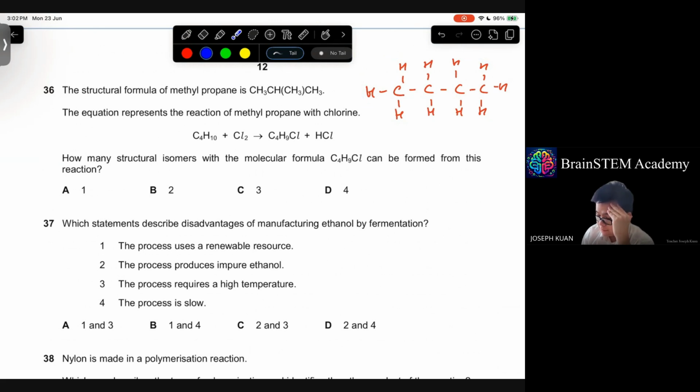Now, during this reaction, which is substitution, if we substitute the hydrogen atoms, there are a few possibilities. It can substitute carbon number 1, it can substitute carbon number 2. Now, if we substitute, quote-unquote, carbon number 3, you notice that if you count from the left, there will still be carbon number 2. So the only two possible structural isomers are 1-chlorobutane and 2-chlorobutane. Right, 1-chlorobutane and 2-chlorobutane. So B is the answer.